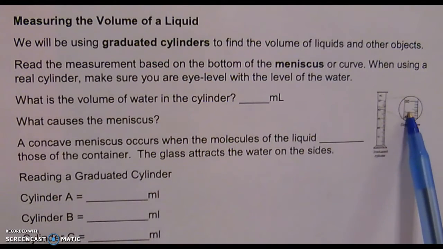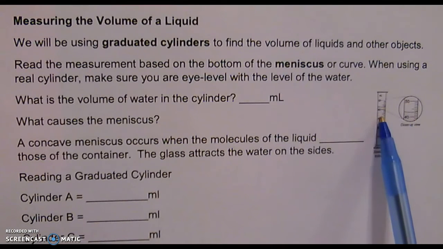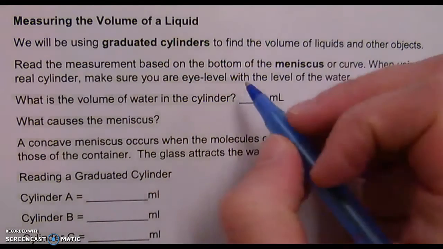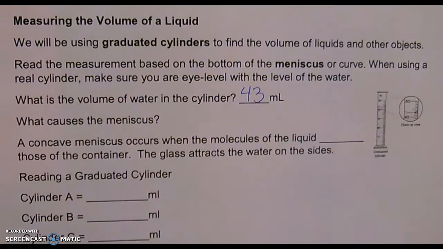So looking at this picture, and it's zoomed in on it, how many milliliters are in that graduated cylinder? Well, if we look at it, it's marked by tens, and it's counting by ones. So it's 41, 42, and 43 hits right on that meniscus. So there's 43 milliliters in that graduated cylinder.